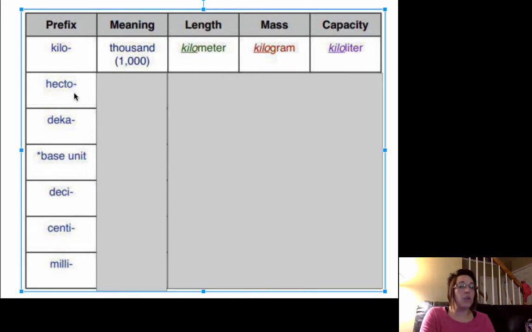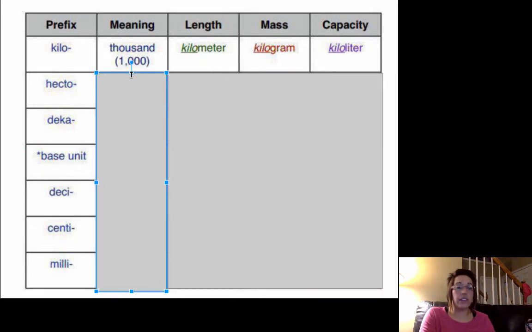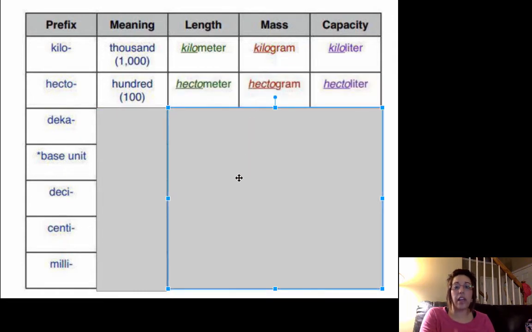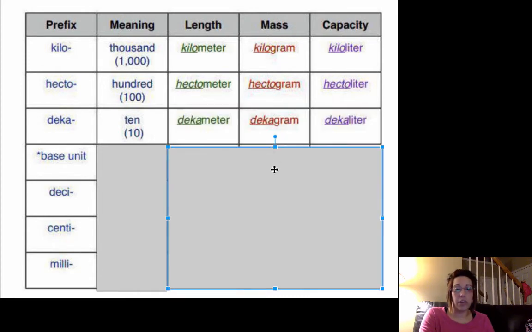So the next one is not so widely used in the United States. We don't hear of hecto very often, but it means 100. So the length would be like a hectometer. Mass would be a hectogram, so it would be 100 grams. Or a hectoliter. Our next one is deca, and deca stands for 10 in our base 10, our metric system of measurement here. So we would have a decameter, a decagram, and a decaliter.